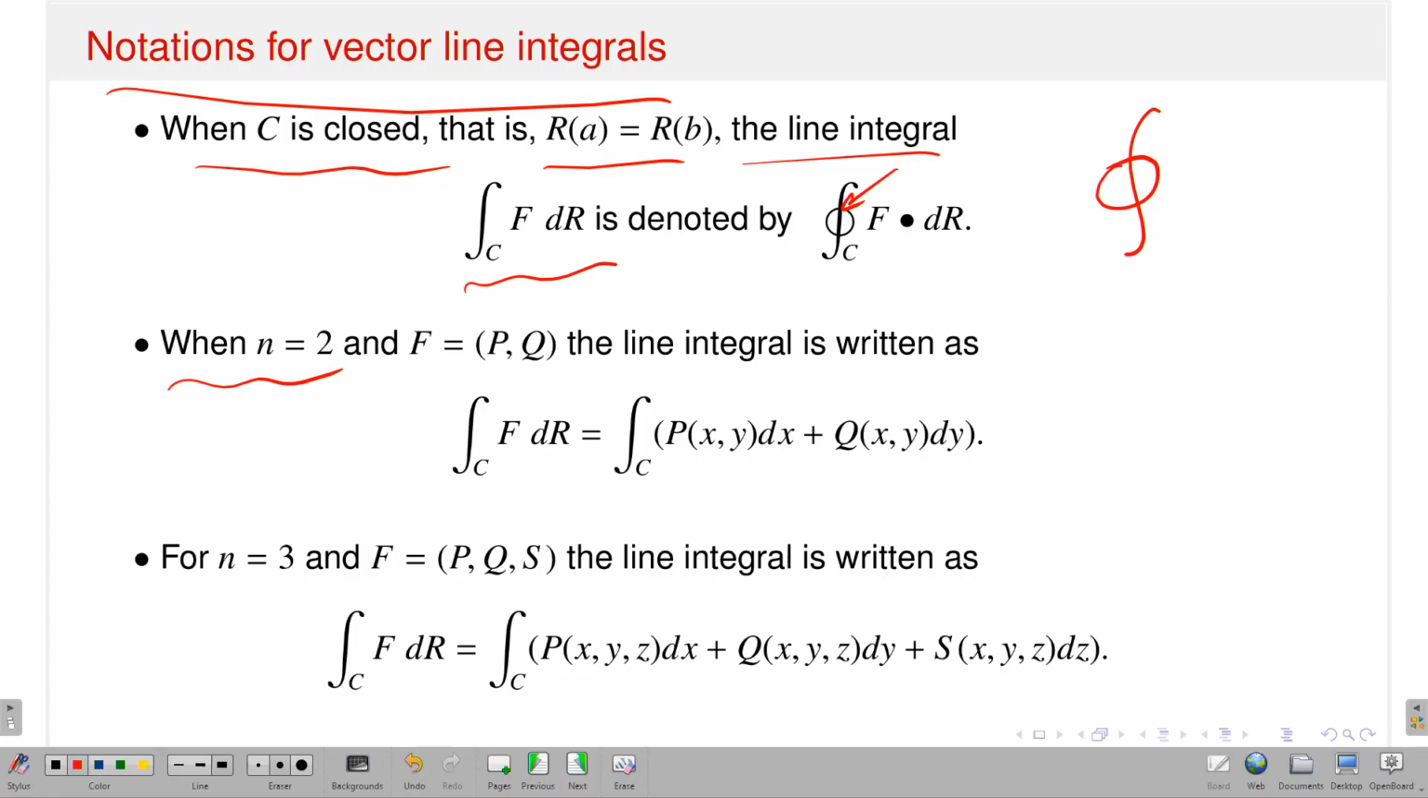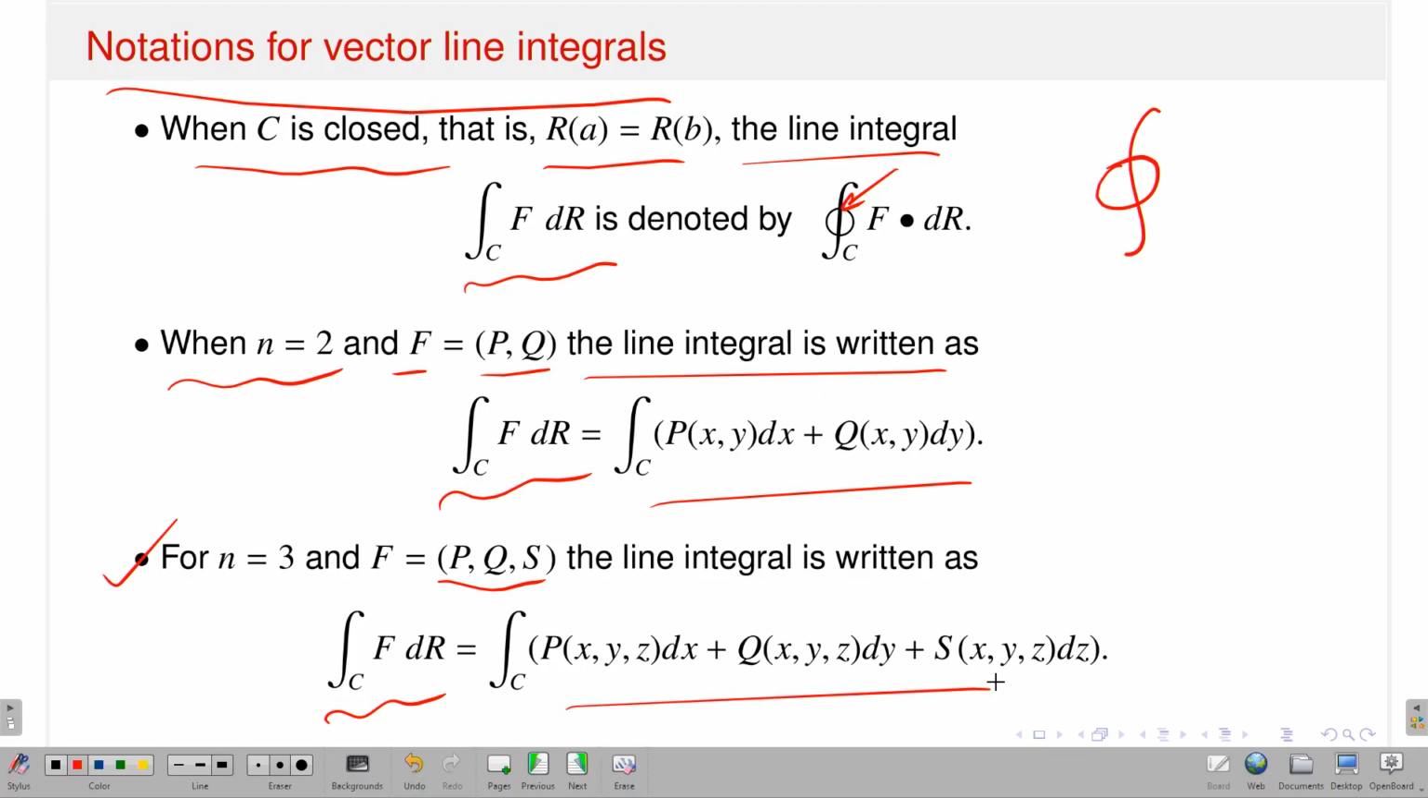For R2, that means 2 dimensional Euclidean space, if I have the vector field capital F with 2 components, say capital P comma capital Q, then the vector line integral of capital F over C is written as the integration over C of P dx plus Q dy. For n equal to 3, it will have 3 components P, Q and S, and the corresponding vector line integral is written similarly. So these are the notations various books follow. Fine. Now let me see a couple of examples, then it will be more clear.